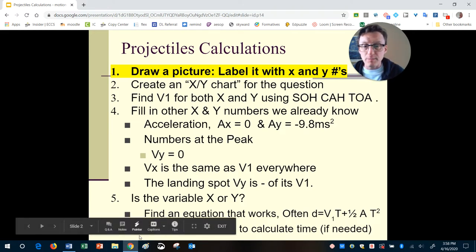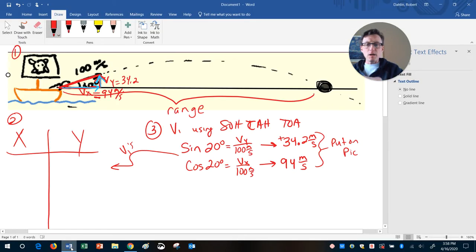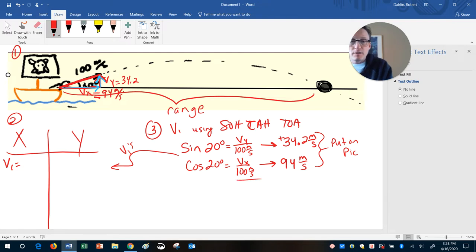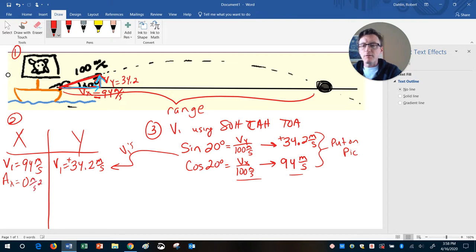So I'm going to put those in my chart right away. And I forgot to put my V1s in here. So V1 for the X direction is 94 meters per second. V1 for the Y direction is the 34.2 meters per second. I'm going to put a plus there, because it is going upwards. Not downwards, downwards is the negative. And for the acceleration, I'm going to say AX, just to remind me that it's side to side, 0 meters per second squared. And for the Y, AY equals negative 9.8 meters per second squared.